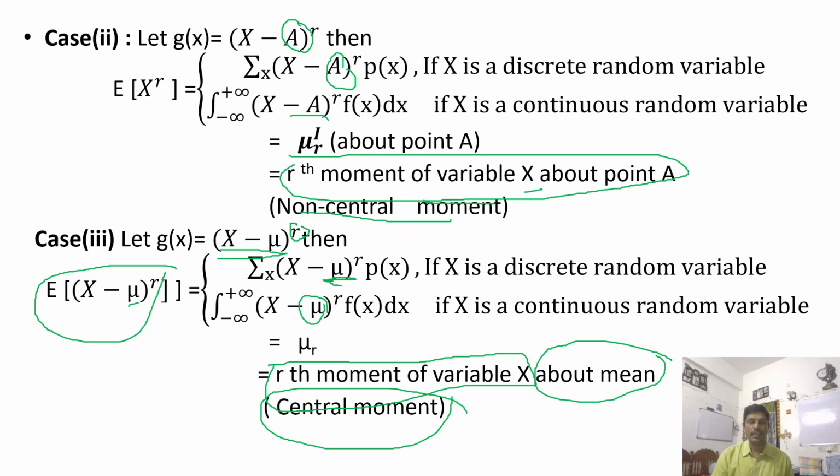It is denoted by mu dash r. In the place of A, if we take 0, as we discussed in the earlier case, x to the power of r, that is called mu dash r about origin. So A is the point 0, then we call it about the origin. So this is not about the mean, it is about a point. Therefore, it is a non-central moment. Please observe that it is the non-central moment, not the central moment. We are not finding it about the mean, we are finding it about a point. If we find it about the mean, then it is said to be the central moment.